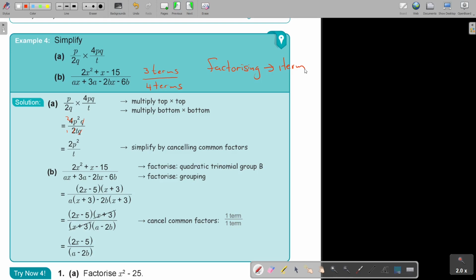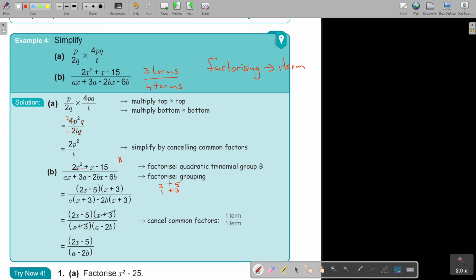So if I look at this and I'm going to factorize, this is a trinomial. Can you see? This is in group B. So if I start, I'm going to say, okay, 5 and 3, and let's make 2 and 1. So 6 minus 5, that's 1. And the biggest one gets a plus and the other gets a minus. Then it's 2x minus 5, x plus 3. So that was a trinomial.